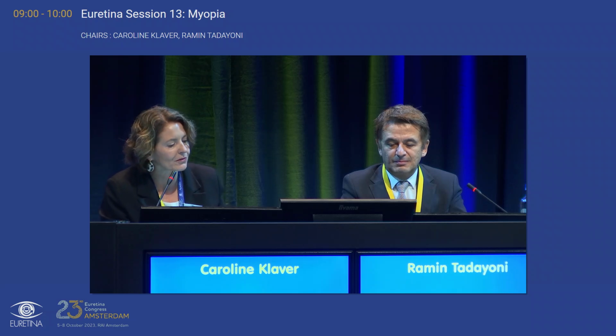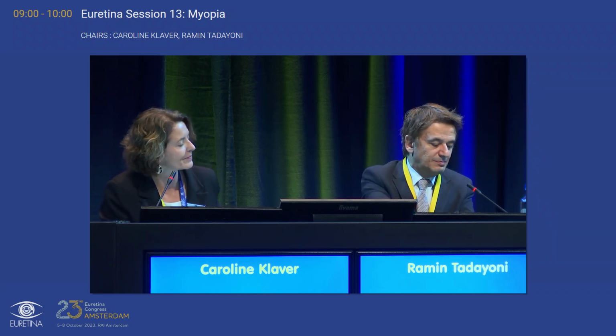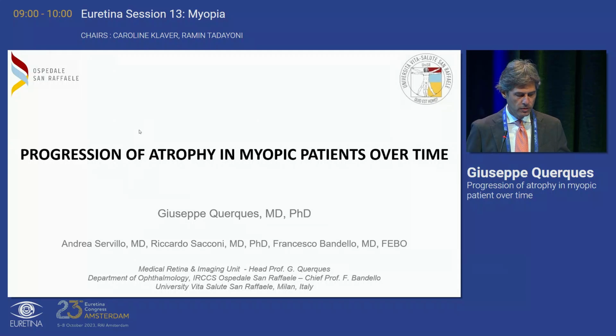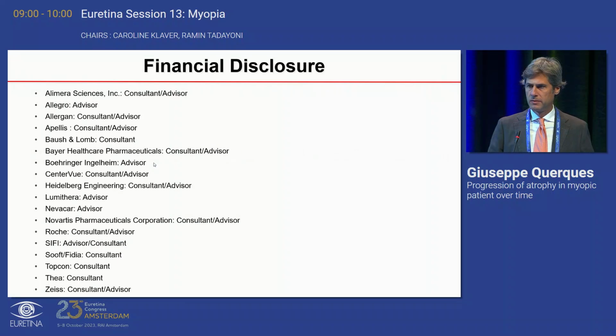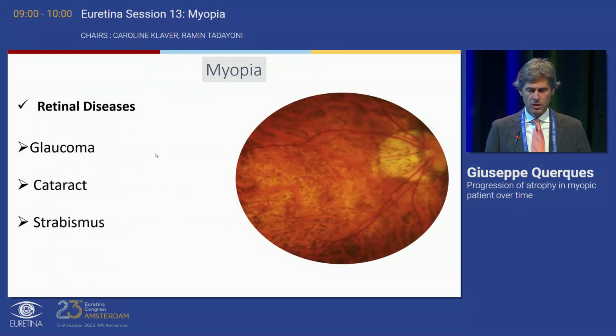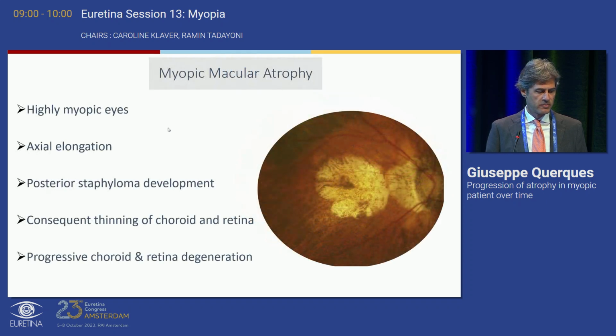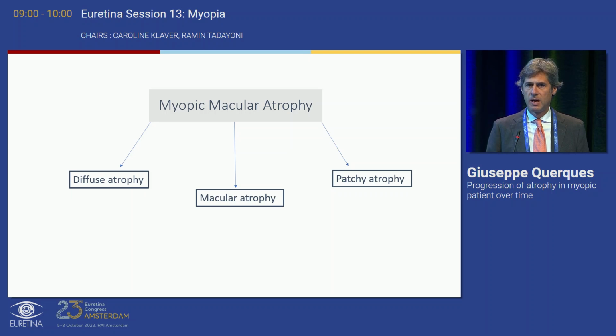About progression of atrophy in a myopic patient over time. Thank you for asking me to present on this very important topic, development and progression of atrophy in high myopia. As we know, myopia has many associated complications, but one of the most important is retinal disease. Among these, development of atrophy.